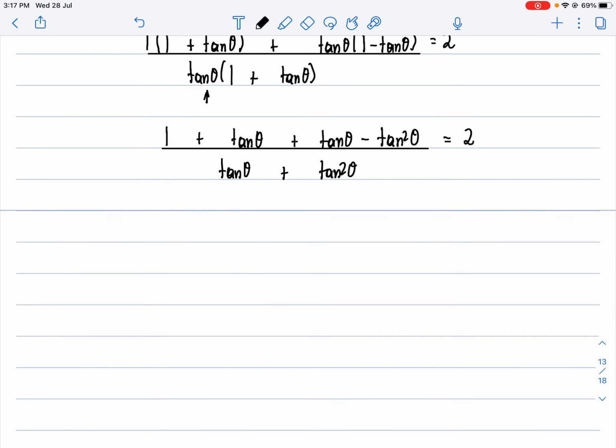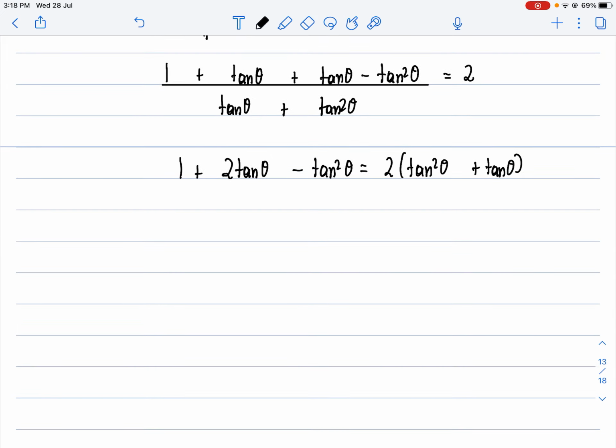Okay, so I can write this as 1 plus, I can do tan theta plus tan theta, which is 2 tan theta, minus tan square theta, which is equal to 2 into tan square theta plus tan theta, correct? This is what I basically get.